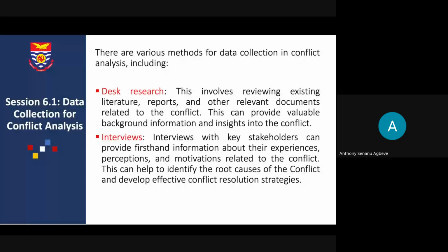So interview here means you speak to them. So it can be telephone. You speak to them via telephone, which is known as a telephone interview, or you get your tape audio recorder. You go to the community. You speak to the chiefs. You speak to elders. You speak to individuals. So that is a way of collecting data as part of your conflict analysis procedure.